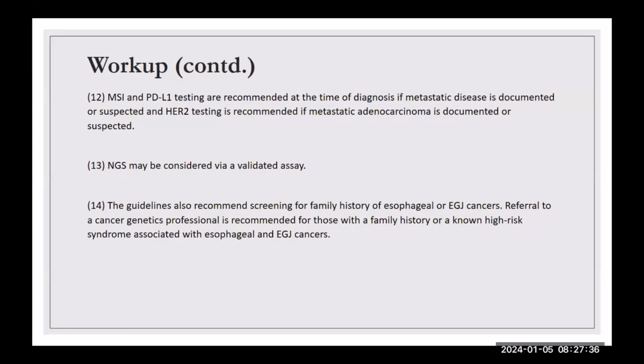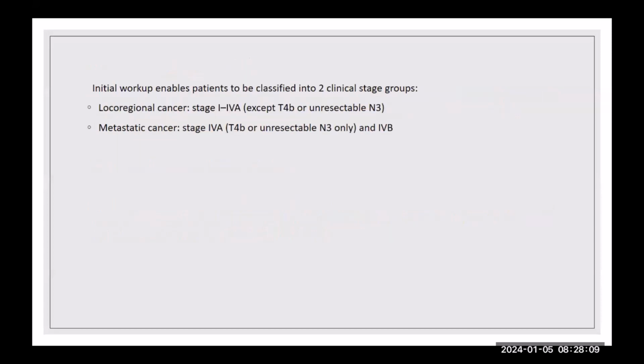MSI and PDL1 testing is recommended at the time of diagnosis if metastatic disease is documented or suspected, and HER2 testing is recommended if metastatic adenocarcinoma is documented or suspected. The guideline also recommends screening of family history of esophageal or gastroesophageal junction cancers, and referral to a cancer genetics professional is recommended if there is a family history or a known high-risk syndrome associated with esophageal cancer.